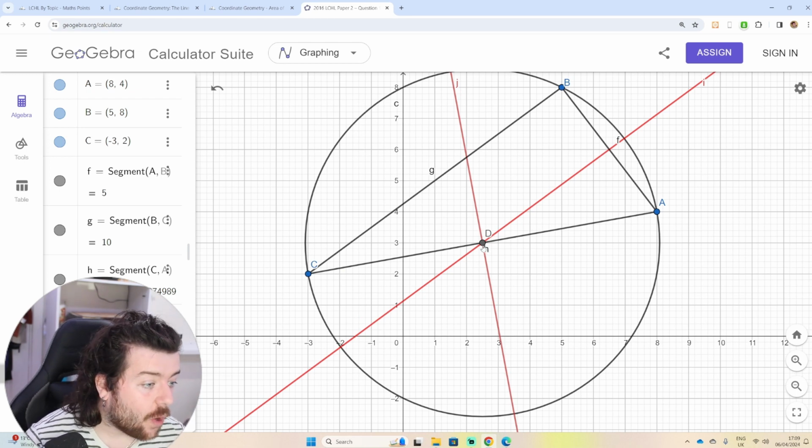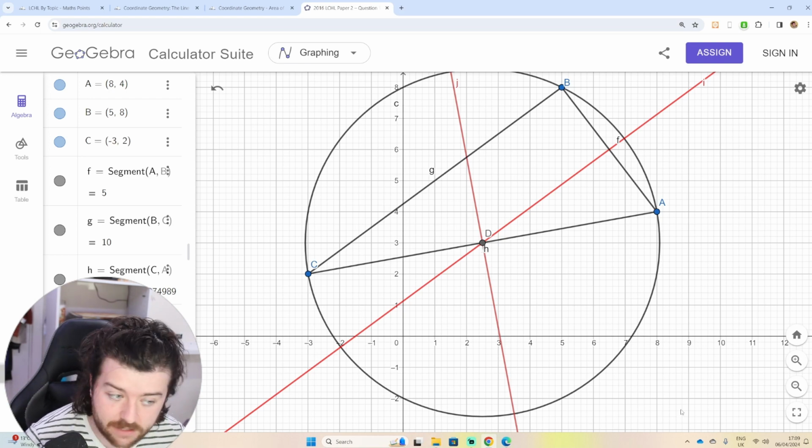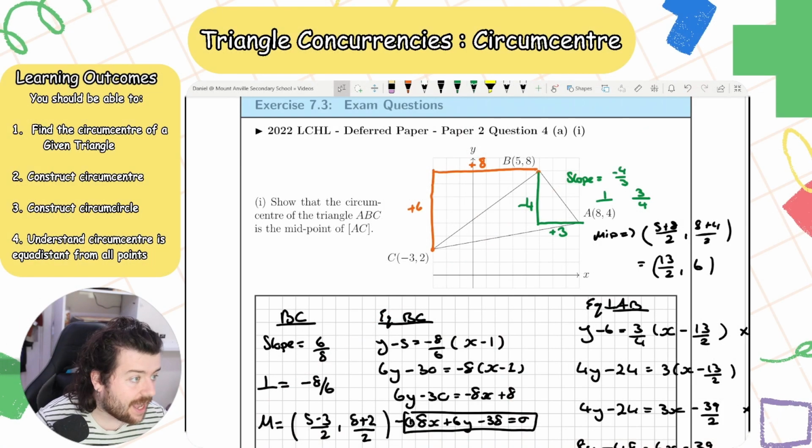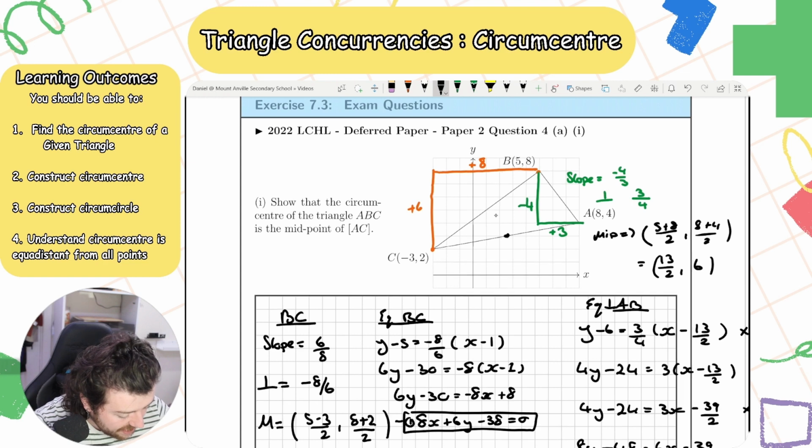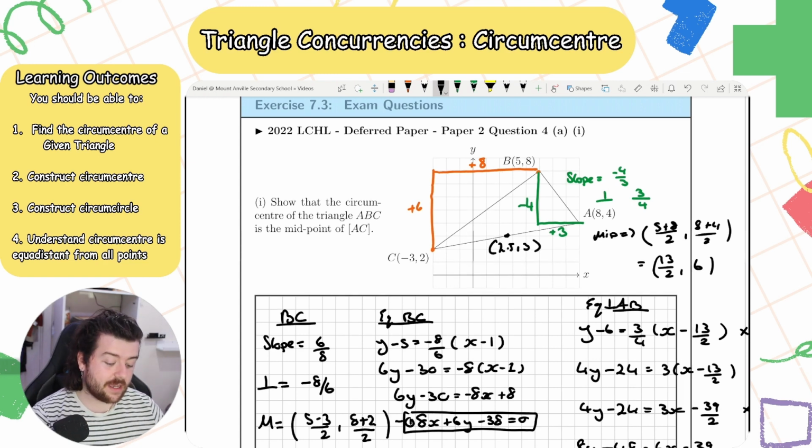And then also, the question asked us, show that the circumcenter of the triangle ABC is the midpoint of AC. And the midpoint of AC is equal to minus 3 plus 8 is 5, 5 over 2, which is 2.5. And then 2 plus 4 is 6, 6 divided by 2 is 3. So the midpoint is 2.5, 3. And I've proven it to be my circumcenter.